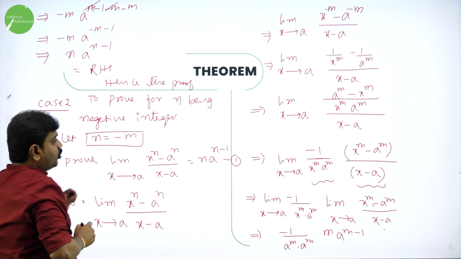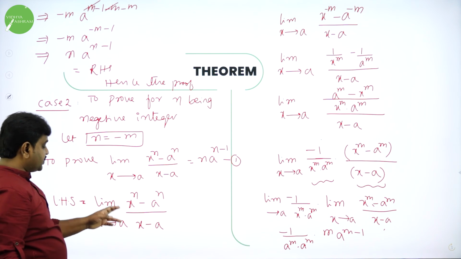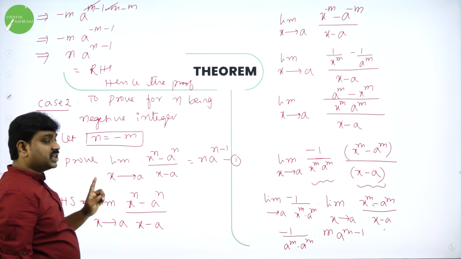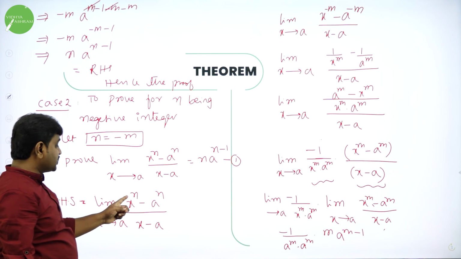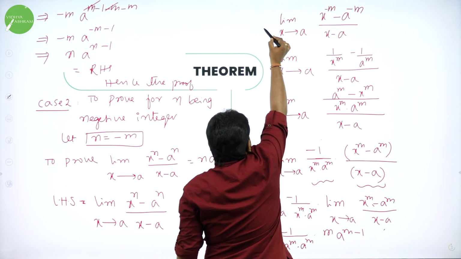Got it? I hope all of you understood this. We took LHS. What is LHS? Limit x tends to a, x power n minus a power n by x minus a. I am assuming n as minus m, a negative integer. In the place of n, put minus m. So, in the place of n, I substituted minus m. So, I will get this.